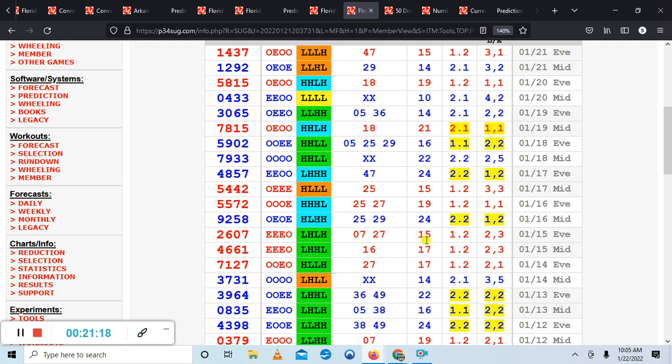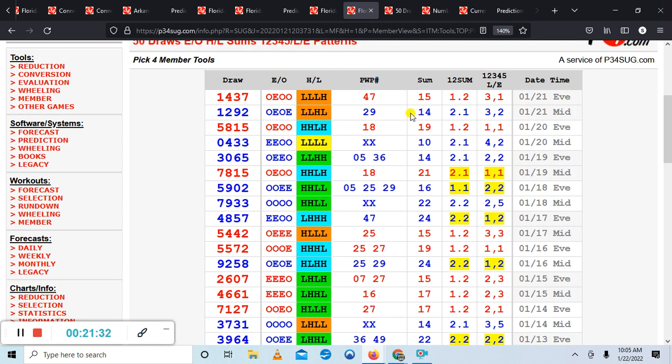Let's see. We got high, high, high, high, low, even, high, high, low, even, low, high, even, low, odd, high, low, even, high, odds, low, even, high, odd. So I would be looking at, we had here 2 lows, but it was high.